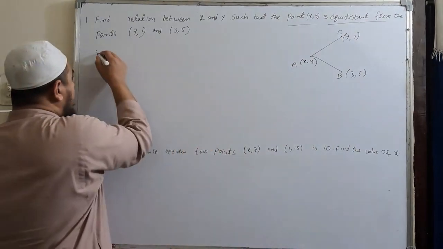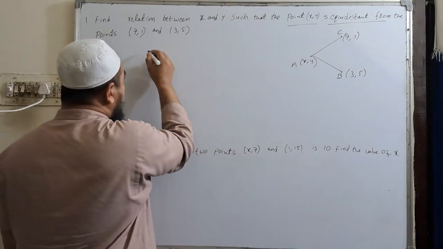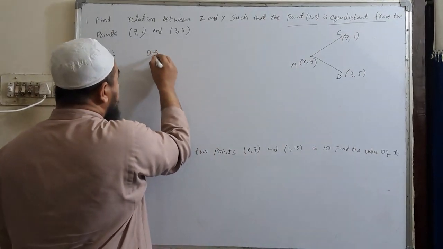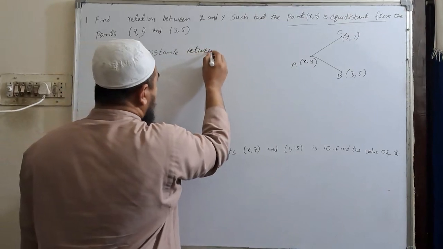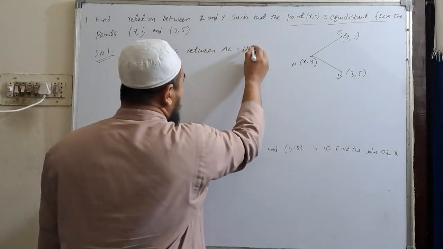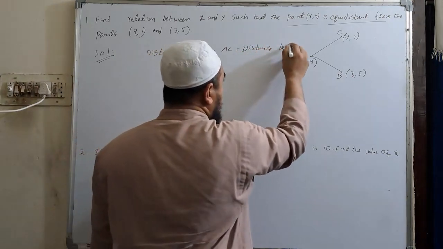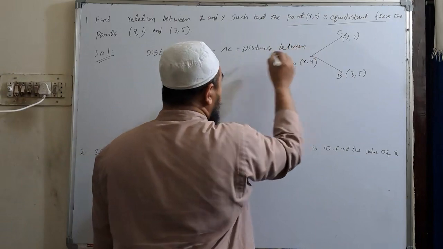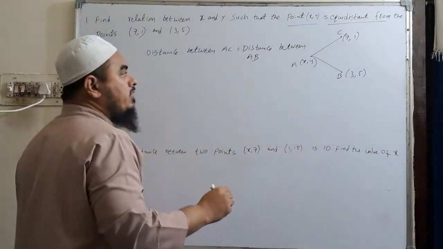So when we solve, the distance between AC is equal to the distance between AB. Distance between AC is equal to distance between AB.